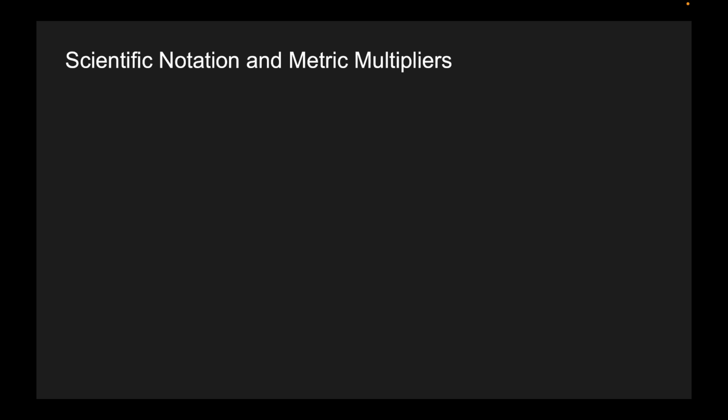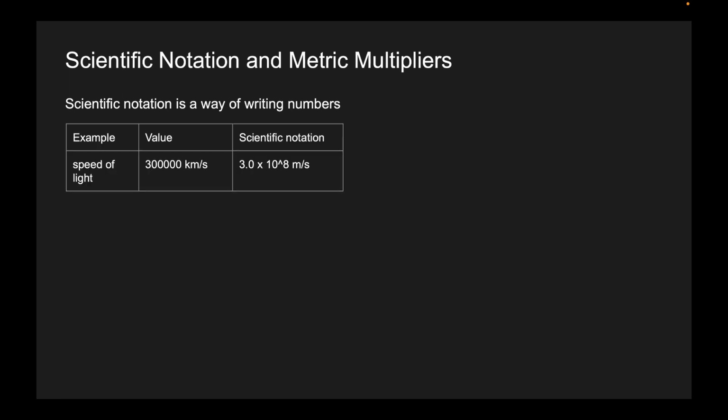In physics, we often get really low numbers, which is not convenient to write. In such situations, scientific notation helps us to write those numbers in a more efficient and easier way. For example, speed of light. Instead of writing the whole approximate value of 300,000 kilometers per second, we can use scientific notation and write it shortly as 3.0 multiplied by 10 to the power of 8 meters per second.